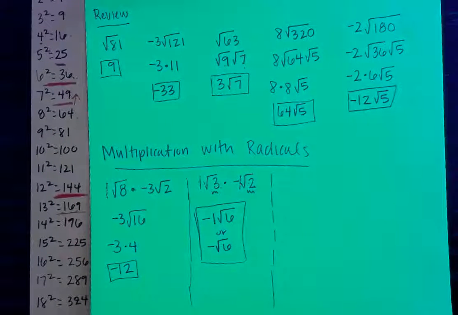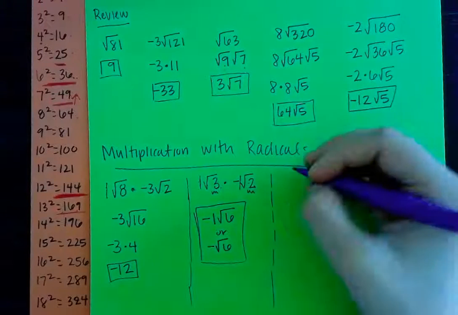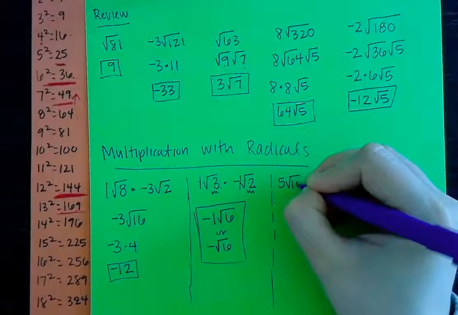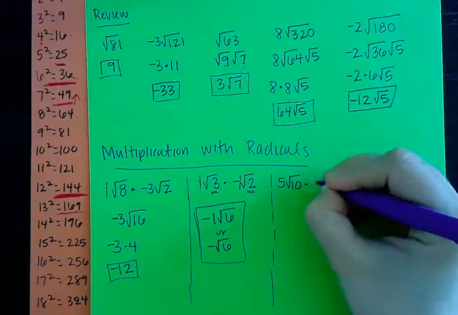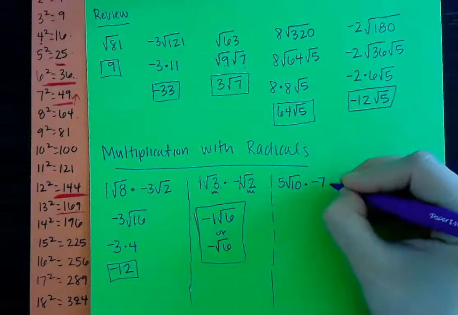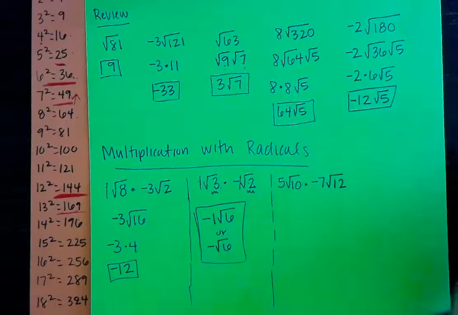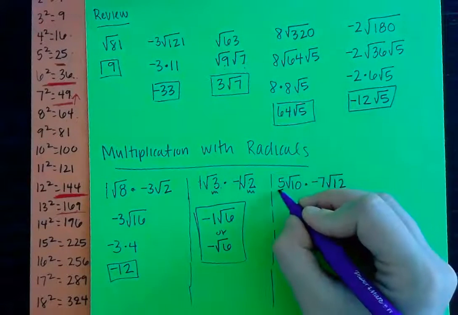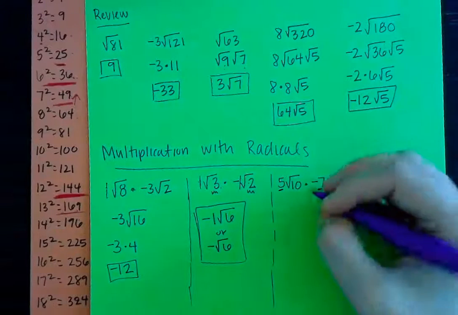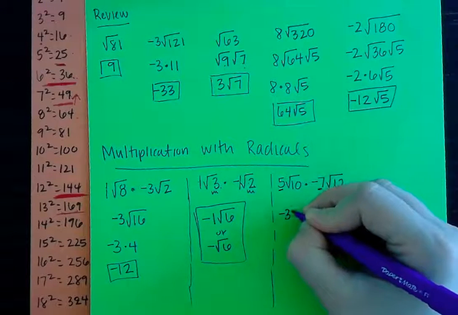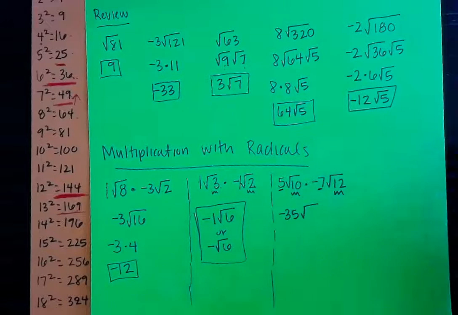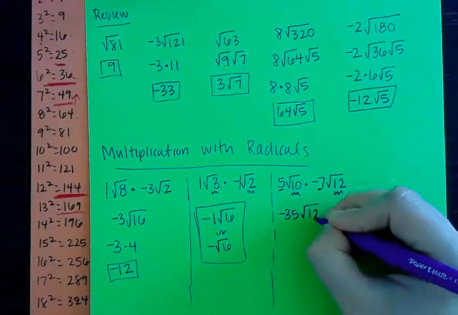Okay, let's try this one. A little more challenging, but you guys can handle it. 5 square roots of 10 times negative 7 root 12. So remember the numbers on the outside go together. So 5 times negative 7 is negative 35. And then the numbers on the inside go together. So 10 times 12 is 120.